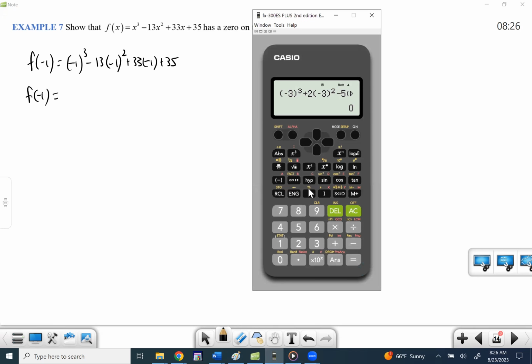All right, so we're going to put parentheses. Don't forget the negative sign is different than the minus sign on a lot of calculators. I think this one might let you get away with it. All right, to the third, right arrow to get out of it, minus 13 times negative 1 squared this time, plus 33 times negative 1, plus 35. Negative 12. Let me just double check because I did do these earlier, so I want to make sure I'm getting the same stuff. All right, cool.